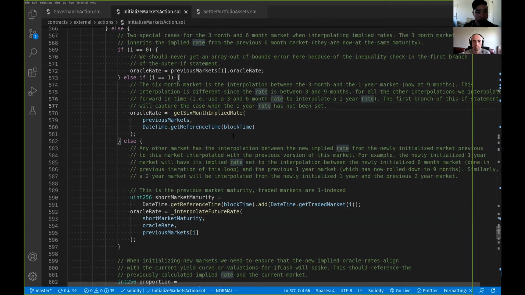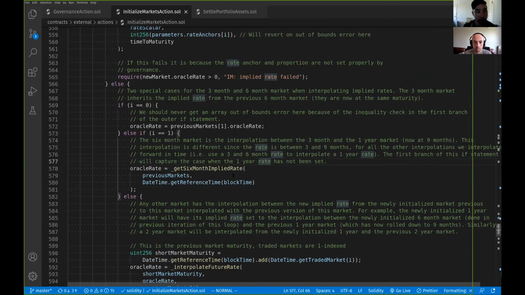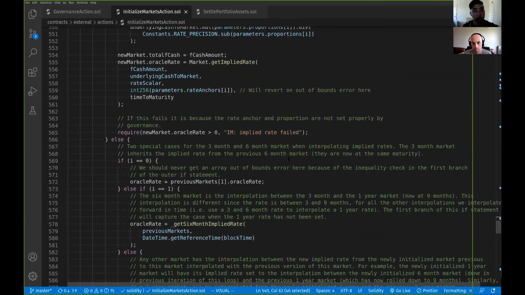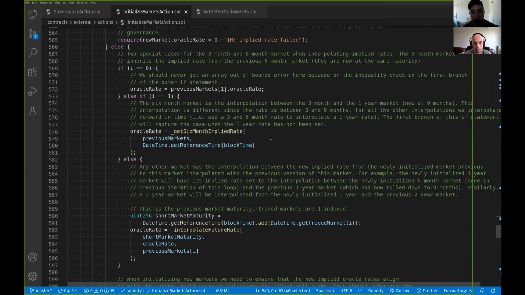Again, just to be totally clear, this is slightly different than this particular case. This particular case is when we are initializing the 1-year market for the first time. We don't have the reference data. The second time, when we are rolling the 1-year market and we do have that data available, we'll definitely use it here to get the Oracle rate.